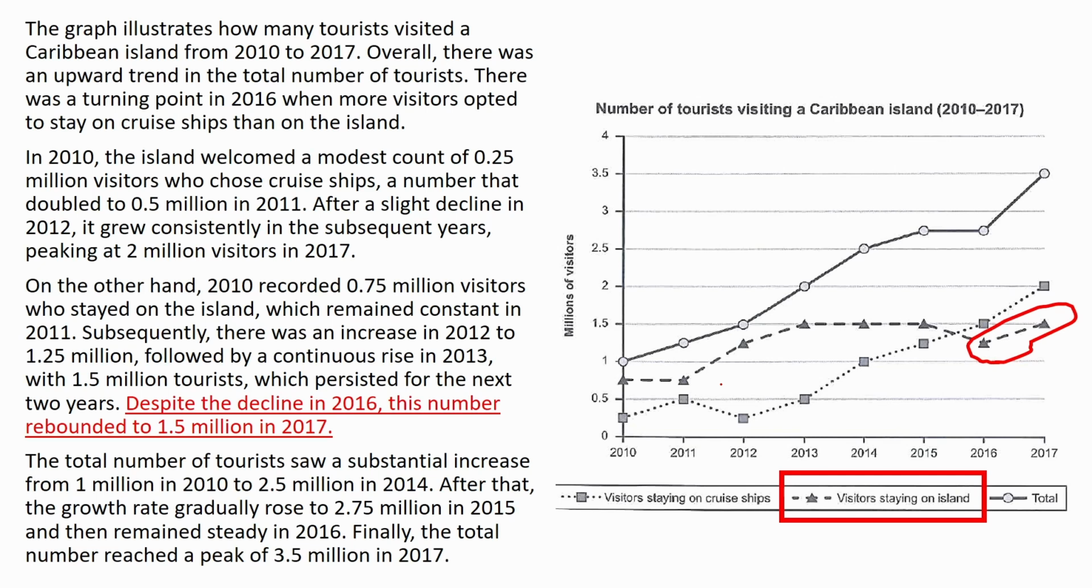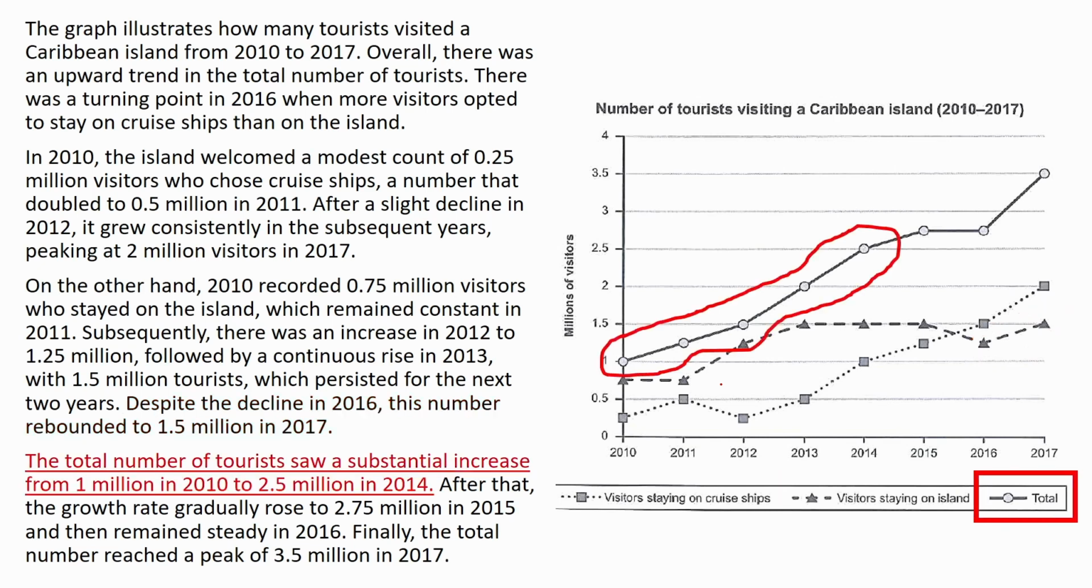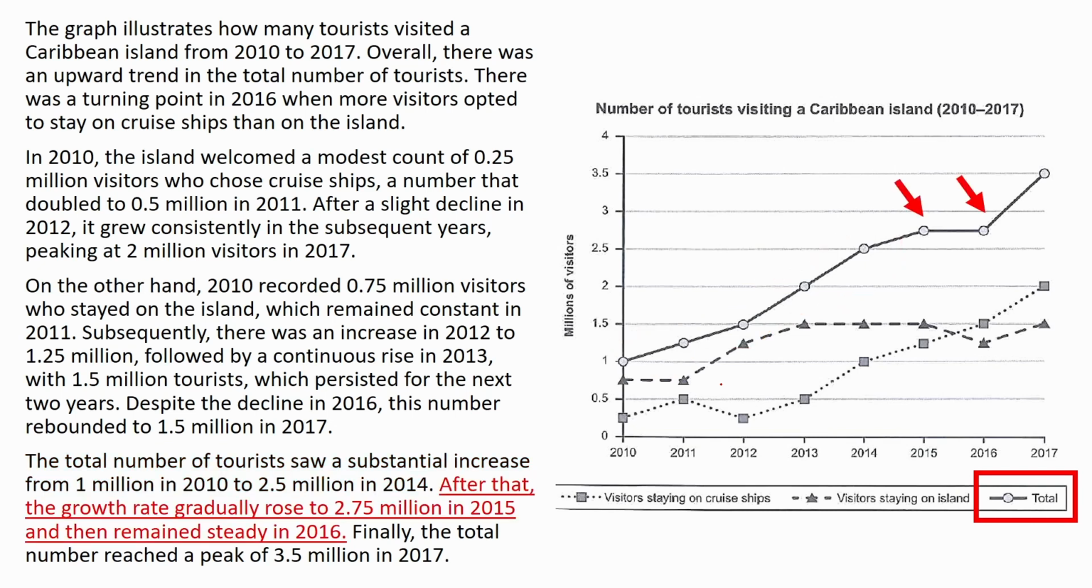And now the last category, total, all grouped 2010 to 2014. The total number of tourists saw a substantial increase from 1 million in 2010 to 2.5 million in 2014. And now I'll mention 2015 and 2016. After that, the growth rate gradually rose to 2.75 million in 2015 and then remained steady in 2016 and finally 2017. Finally, the total number reached a peak of 3.5 million in 2017.